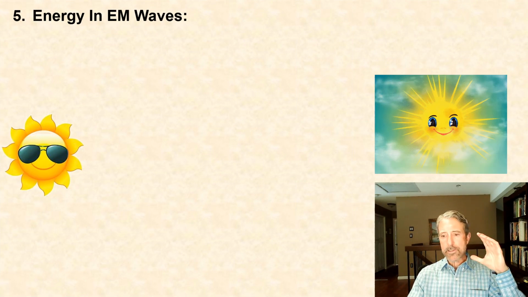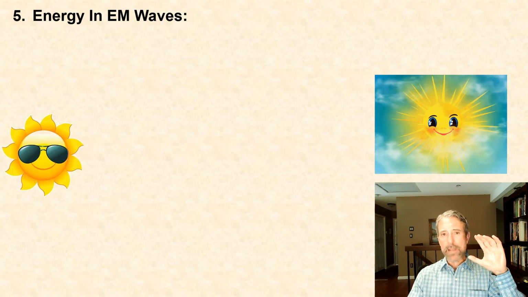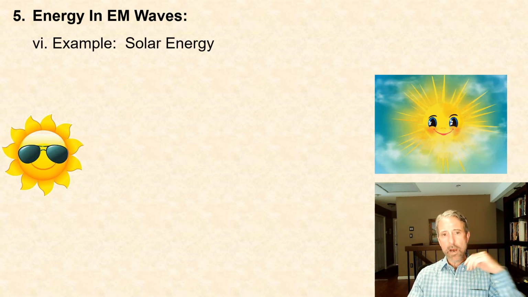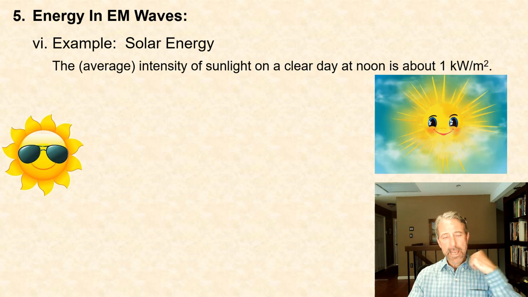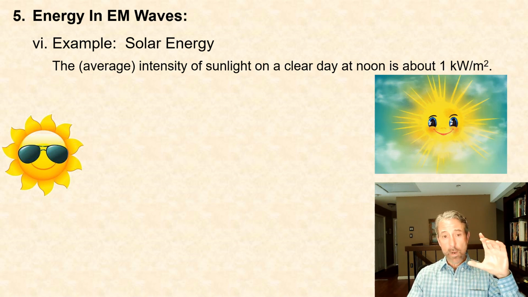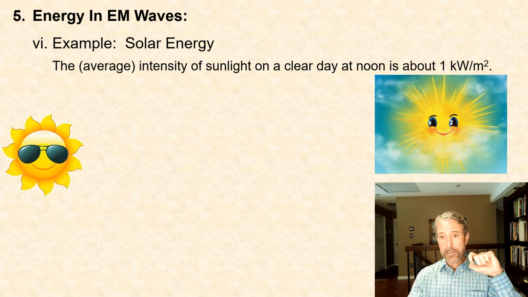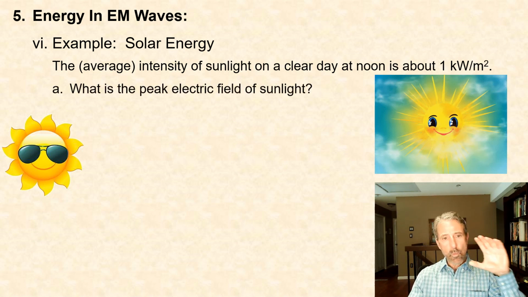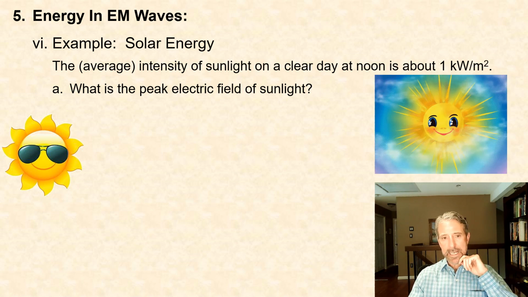So let's apply this concept of electromagnetic wave intensity to our very own sun. Here we are told that the average intensity of sunlight, and I should point out, as we said on the previous slide, that when we talk about the intensity of an electromagnetic wave, by definition we are talking about an average value for that wave over one complete cycle. So here we're told that the intensity of sunlight on a clear day at noon is about 1,000 watts per meter squared. And first of all, we're asked to find what the peak electric field of sunlight is.